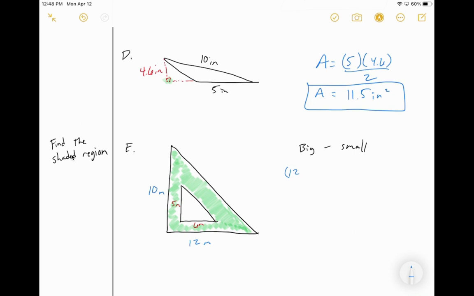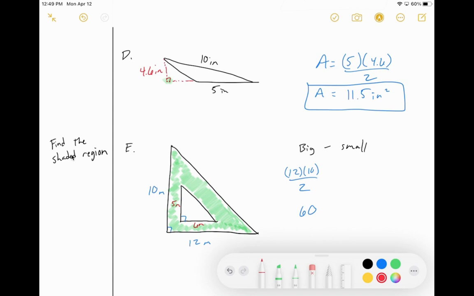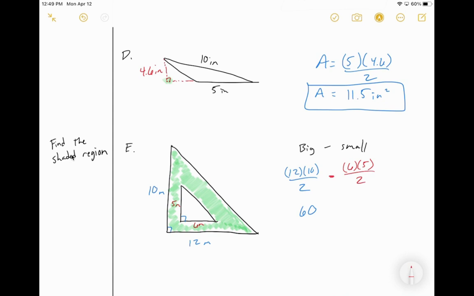I've got base times height, 12 times 10, and these should be right angles so you guys can see there, divided by 2. Yeah? So 12 times 10 is 120, divided by 2 is 60. Minus the small triangle, which is 6 times 5 divided by 2, with a minus sign in between. Six times 5 we know is 30, divided by 2 is 15. So what is the final area that I have here? The green part, the shaded part, the part that has color, 60 minus 15, which is 45 meters squared.